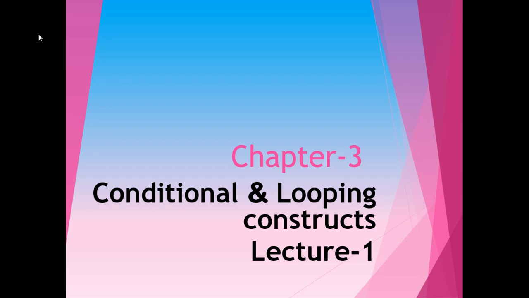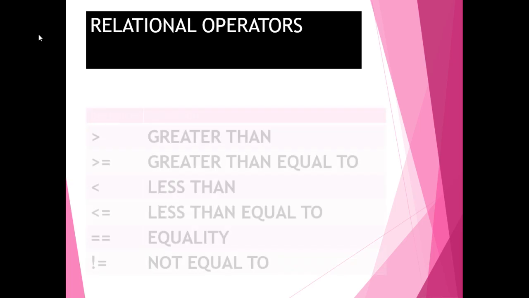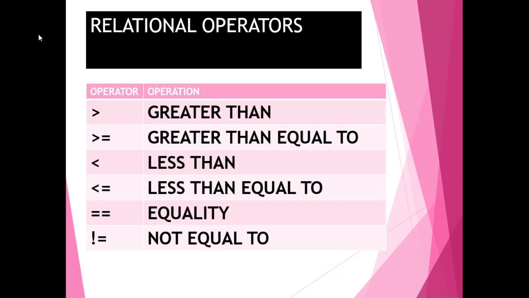In the previous lecture we discussed the arithmetic operators, and also saw some questions related to that operator. In this chapter number 3 we are going to start with the relational operators. Basically, relational operators are used to find out the relation between two different objects. Under relational operators we have these operators with us.